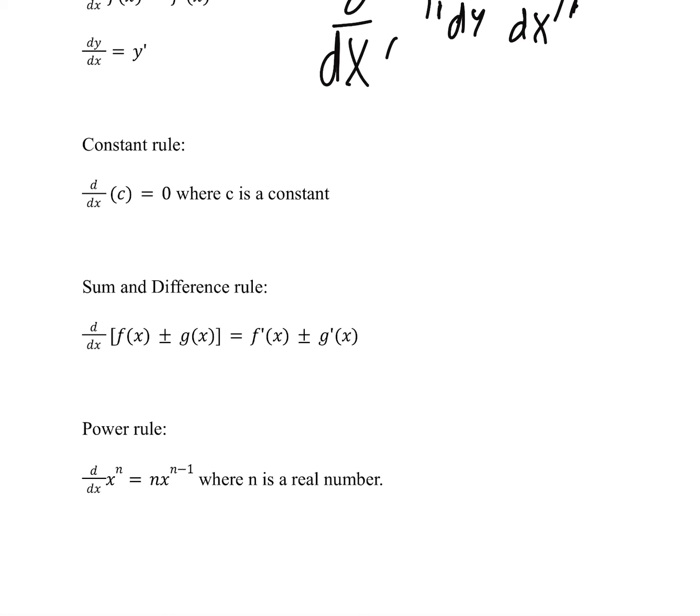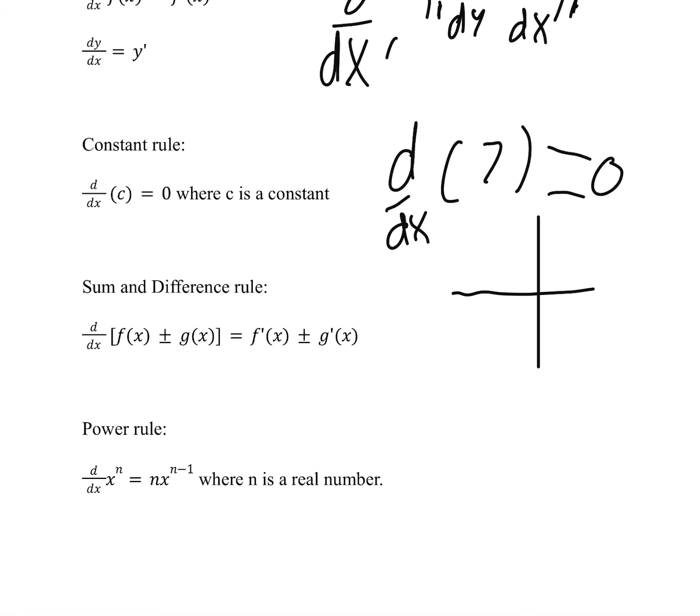Now the first rule is that the derivative of a constant is 0. Always true. So the derivative of 7 equals 0. Any constant, the derivative of any constant is 0. Why is that true? We will prove it in the derivation video, but also if we graph it, I'm just going to mark it with a dashed line. Let's call that graph y equals c.